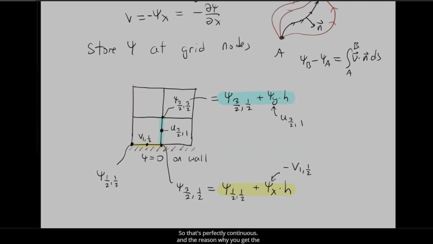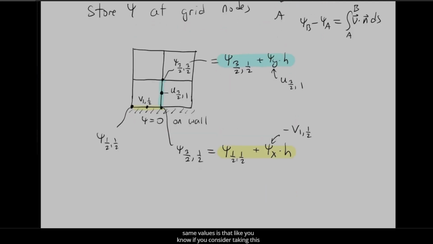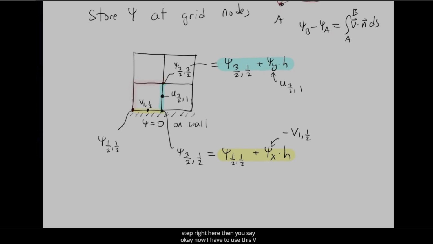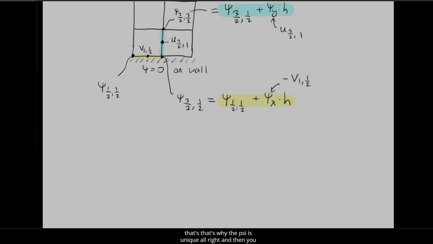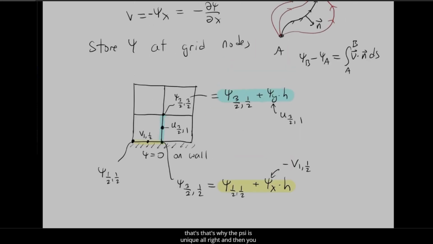So it's perfectly continuous. And the reason why you get the same values is that, if you consider taking this step right here, then you say, okay, now I have to use this u and this v. How do I know that I get the same answer if I go this way? Well, look at what's going to happen. There's going to be a u and a minus v. The other one's going to have a minus v and then a u over here. And if you compare the psi 3/2, 1/2 value, those two formulas, you see they're exactly the same as long as you have the divergence condition, that this u minus that u plus this v minus that v is equal to 0, which is what the pressure correction enforces. So that's why the psi is unique. All right, and then you make a pretty picture, and you're done.